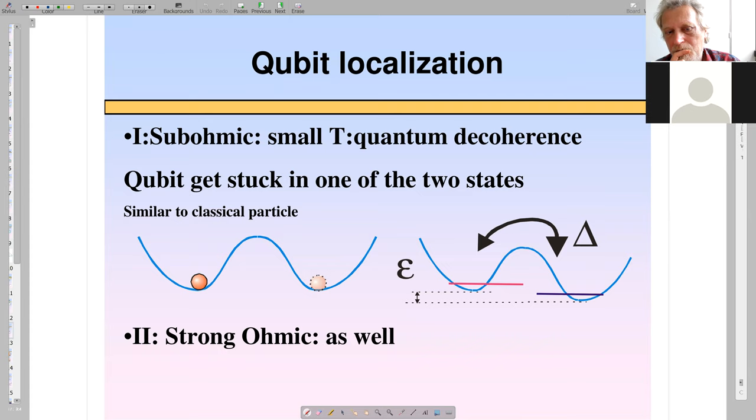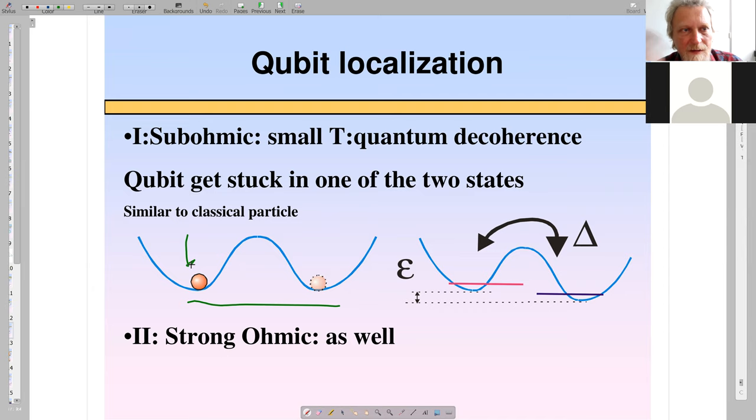In this case, the qubit is not a qubit anymore. It is similar to a classical particle. Quantum mechanics is gone. One cannot make quantum superpositions of the states. Rather, you put it in one of the states and it will stay there forever.